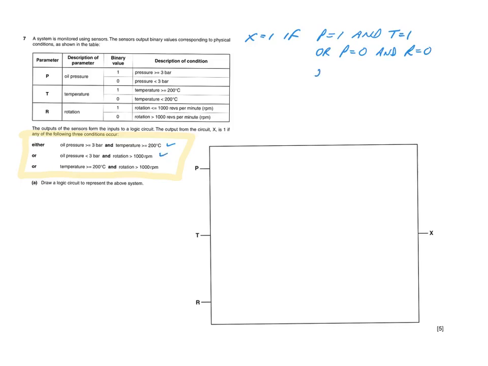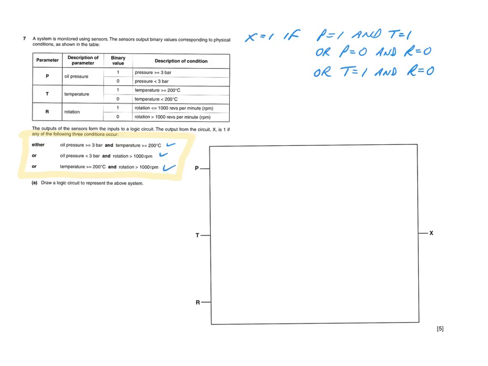Third line starts with an OR. We've got temperature greater than or equal to 200 degrees again, so that's T equals 1. And the rotation is greater than 1000 RPM, which is R equals 0. And that's the third line done.